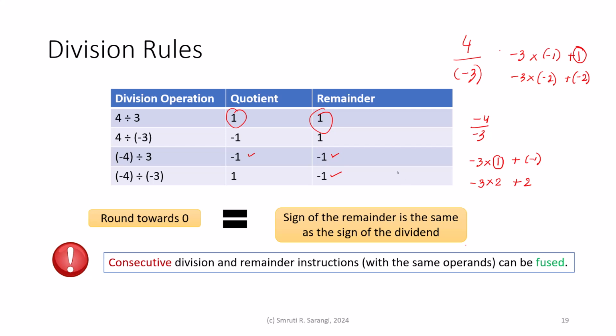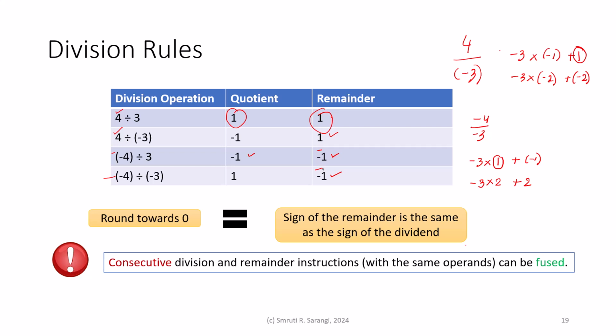If you have not noticed, the sign of the dividend and the sign of the remainder is always the same. This is plus 4, positive, positive, positive, positive, negative, negative, negative, negative. So the sign of the dividend and the sign of the remainder is the same. And this is the classical rounding mode that integer instructions in RISC-V use.